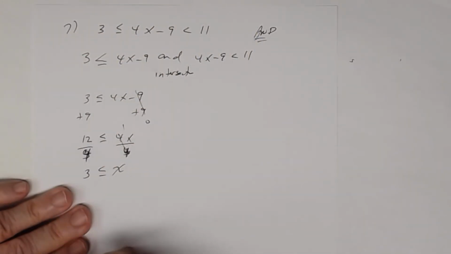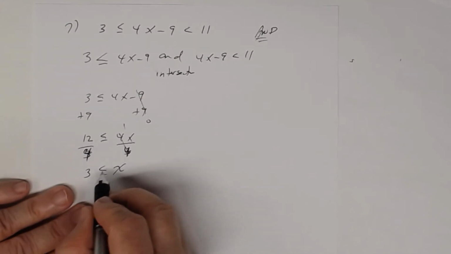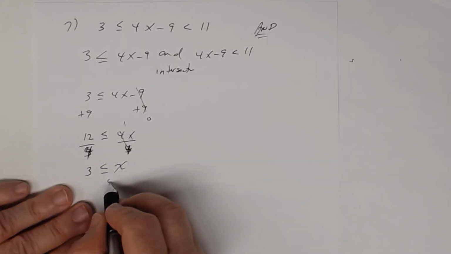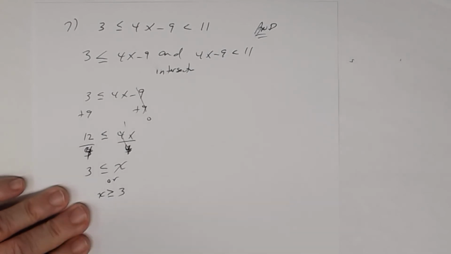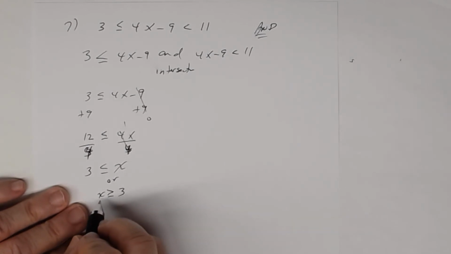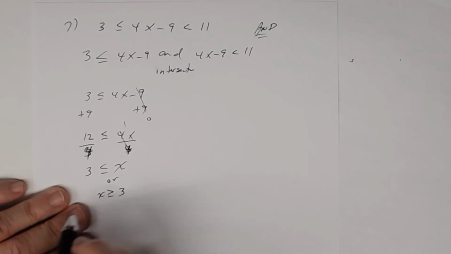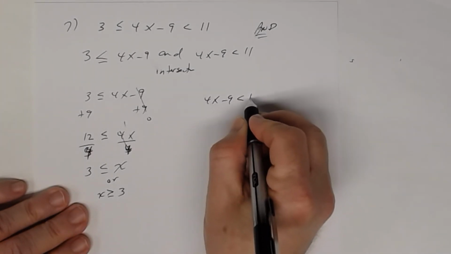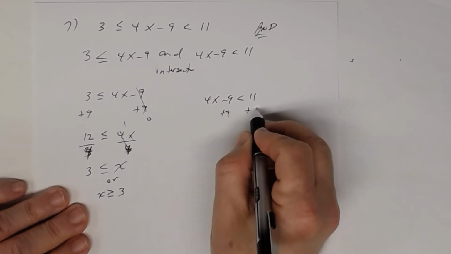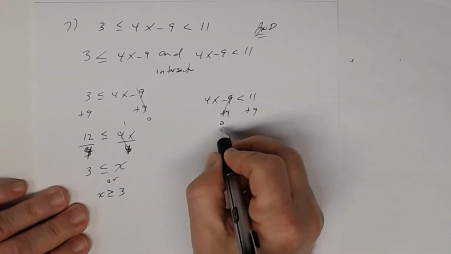So remember, that's an and statement. Also remember that 3 is less than or equal to x also means that x is greater than or equal to 3. All right, so sometimes for students, it's easier to graph if x is on the left-hand side. All right, let's do this one. 4x minus 9 is less than 11. So I add 9 to both sides. I get, and combine like terms, this is 0.